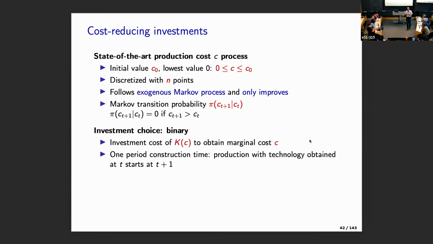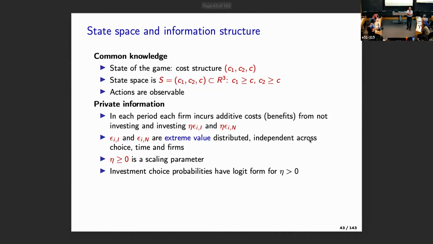All right, and then we assume there is some investment cost K of C, with 1 period construction time. So if you decide to buy a new plant today, then in the next period it will become operational. And so the structure of the industry is given by this vector of 3 numbers, C1, C2, which describe the costs for the 2 producers, and C, the state of the art. Now the whole state space is what we call the quarter pyramid. This is a 3-dimensional object with the obvious constraints imposed. Nobody can be better than the state of the art.